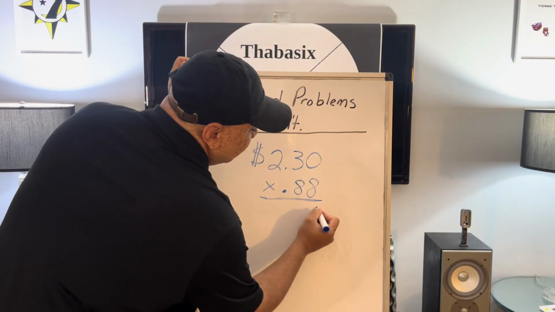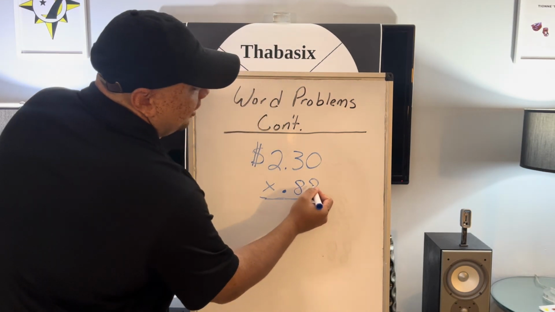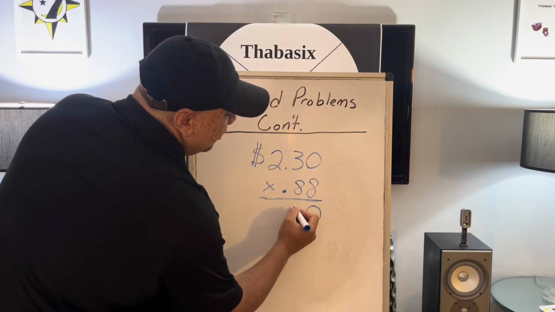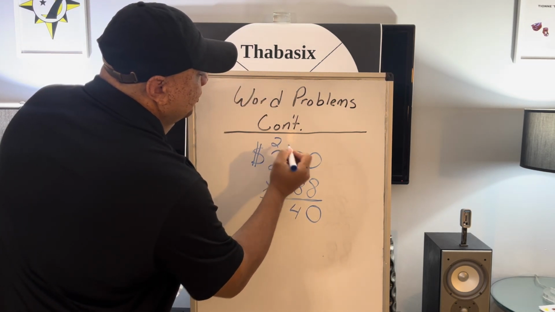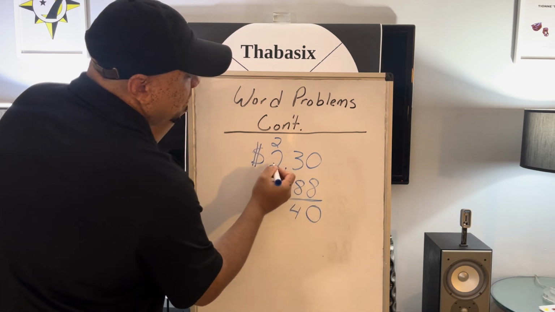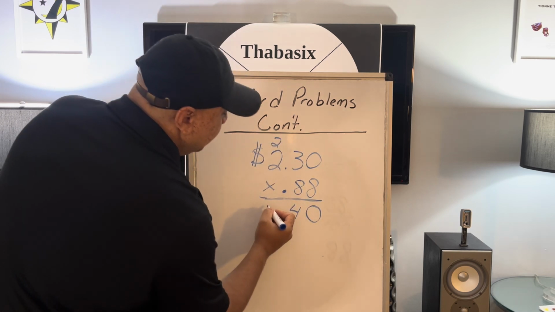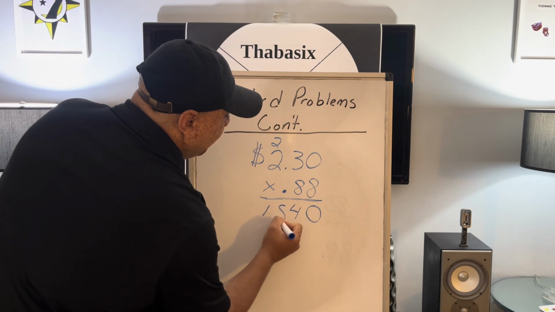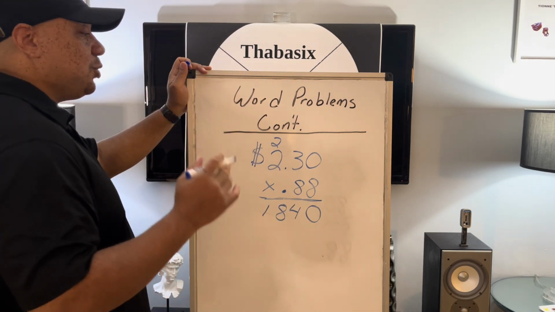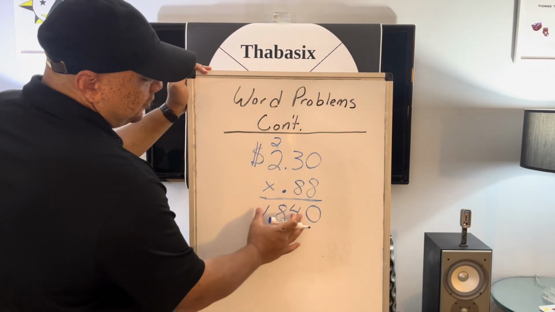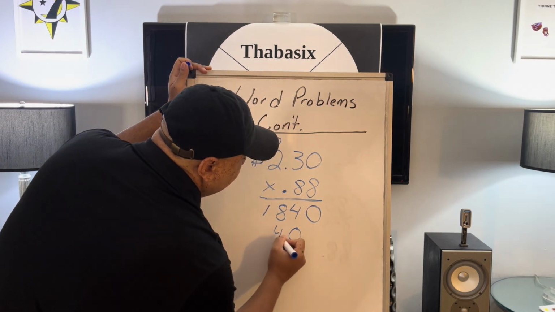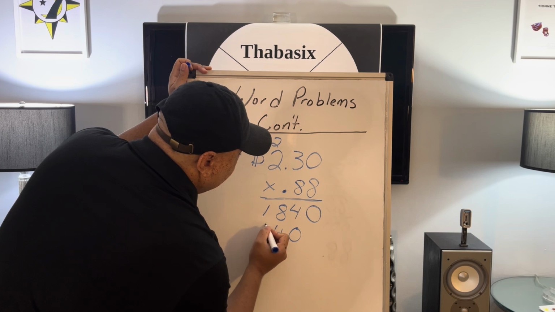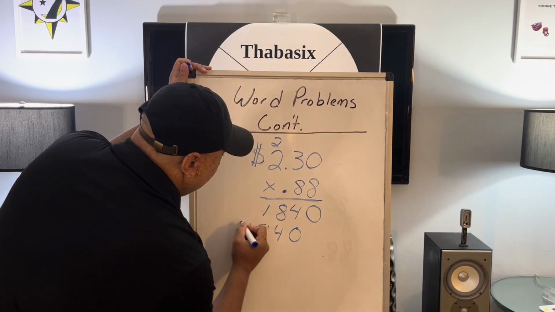So 8 times 0 is 0. 8 times 3 is 24. Put the 4 here. Carry the 2. 8 times 2 is 16, 17, 18. Just be careful with it. If you take a shortcut, remember what I said. We do this math and we just shift the number and we write it right under here. Okay, we got the 8. We're adding.